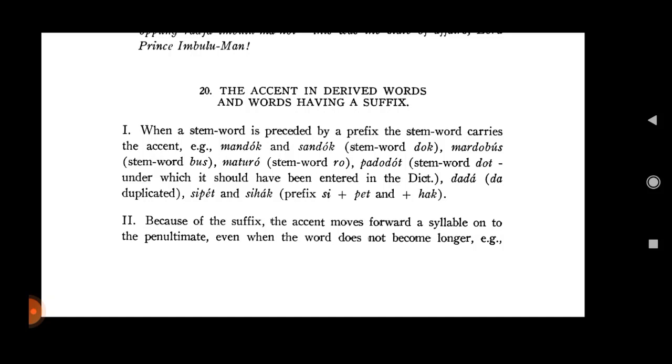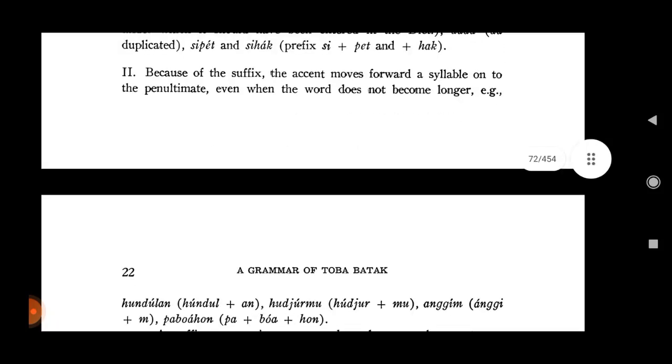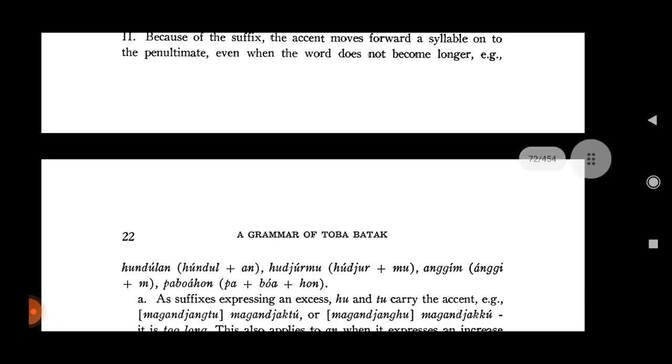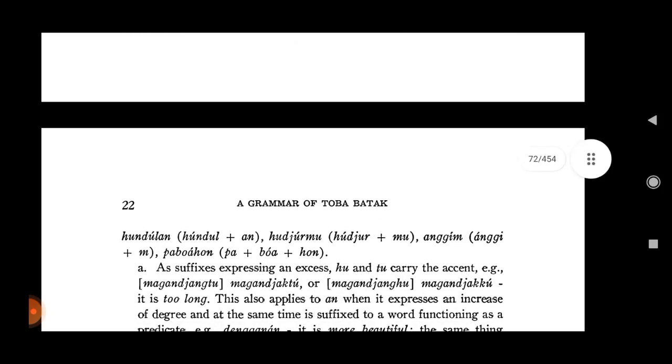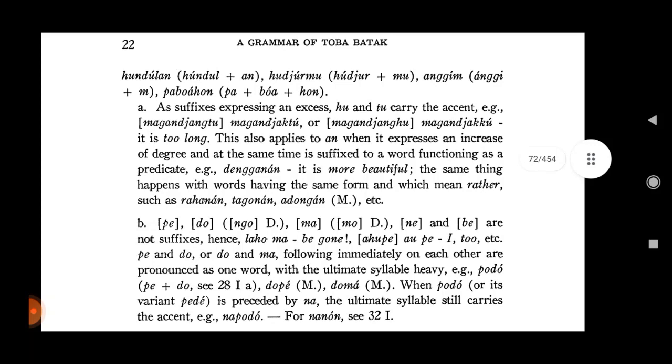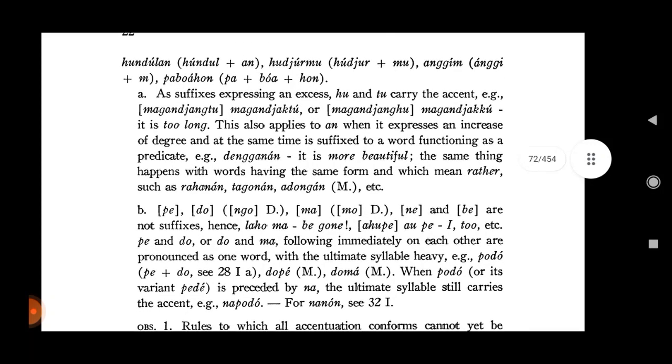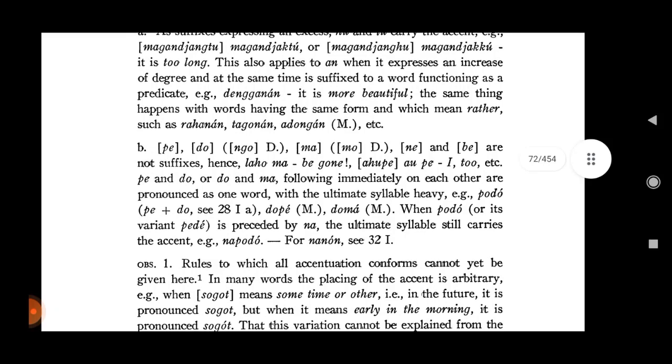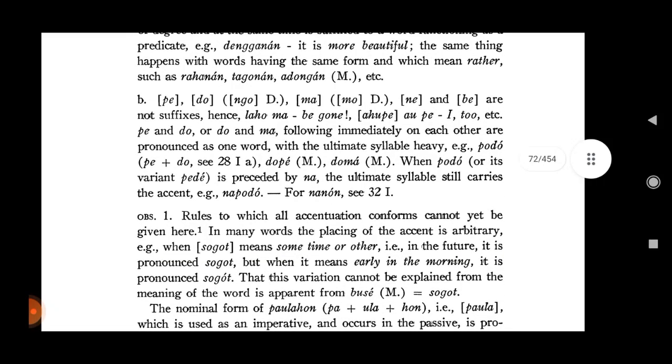Because of the suffix, the accent moves forward one syllable onto the penultimate, even when the word does not become longer. E.g. hundulan, hujugmu, anggim, pabuahon. As suffixes expressing an access, hu and tu carry the accent, e.g. magajaktu, or magajakhu, magajakku, it is too long. This also applies to an when it expresses an increase of degree and at the same time is suffixed to the word functioning as a predicate, e.g. denganan, it is more beautiful.